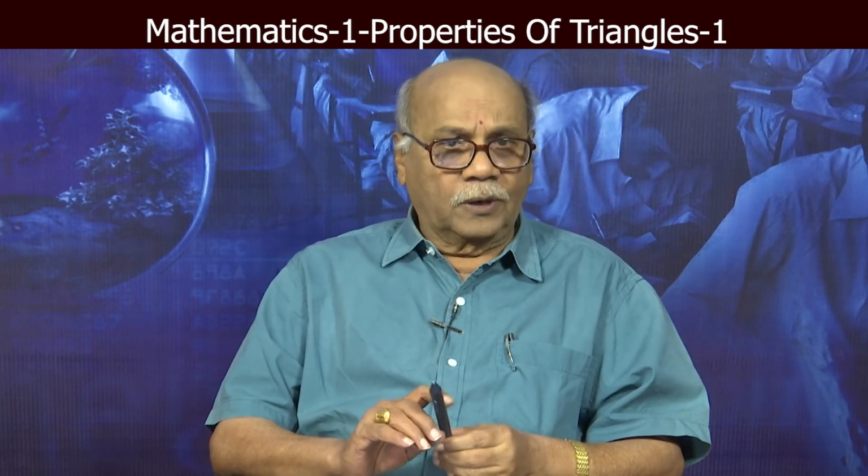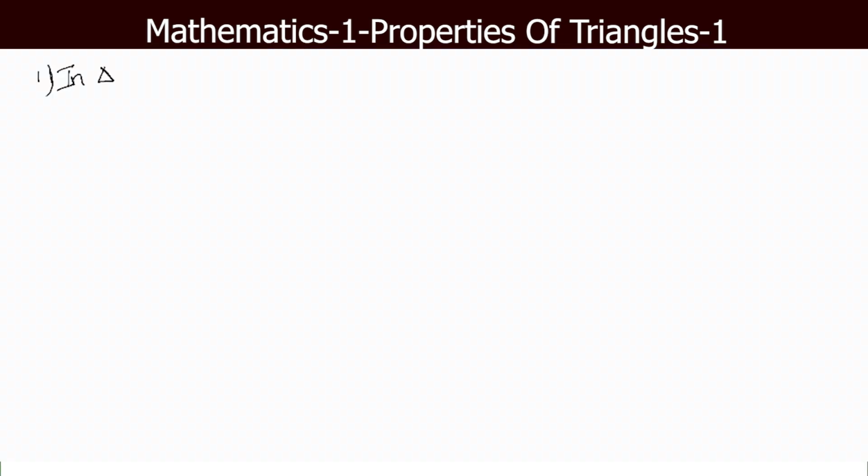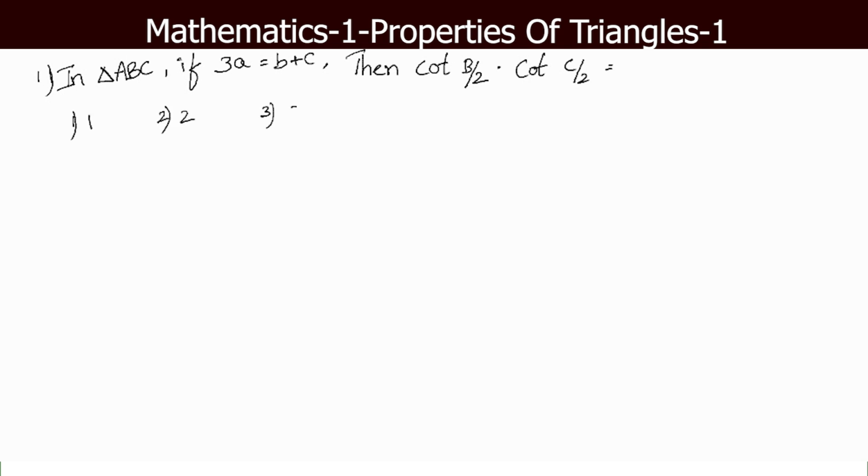Right. Problem number 1. In triangle ABC, if 3A is equal to B plus C, then cot B by 2 into cot C by 2 is equal to: 1, 2, 3, 4. This was asked in EAPCET 2003 and way back in the YTJ entrance examination 1986. Now YJ is also an IIT institute. It was included as an IIT institute some 6 to 7 years back.